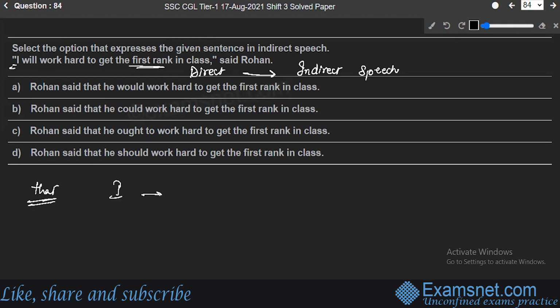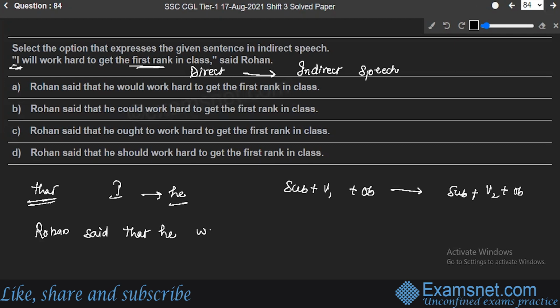Right? "I" will become "he," and the simple present tense, that is subject plus first form of verb plus object, will be changed into subject plus second form of verb plus object. Okay, let's read. "I will work hard to get the first rank in class." This will change into: Rohan said that he would work hard to get the first rank in class. "Will" changes into "would" because you will have the second form now. Okay, let's see. It matches with "Rohan said that he would work hard." It is option A.